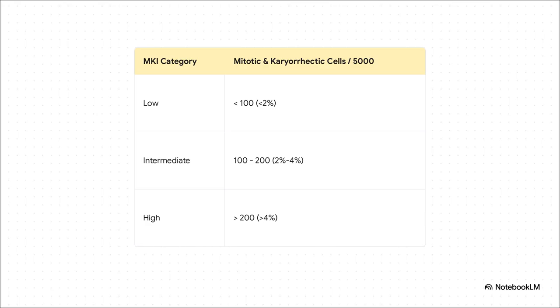The second part of the grade is the MKI. This is basically a measure of how fast the tumor is growing. What you do is count both the cells that are dividing, the mitotic figures, and the cells that are dying, the karyorrhectic cells. You count them up in a field of 5,000 cells. The cutoffs are pretty simple. Less than 2% is low MKI, between 2 and 4% is intermediate, and anything over 4% is high. And believe me, this number is a hugely powerful predictor of how the tumor is going to behave.